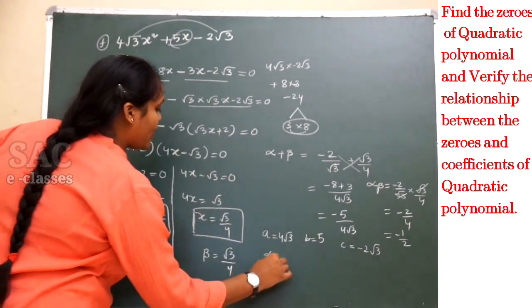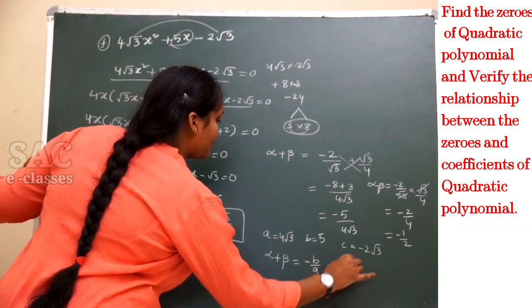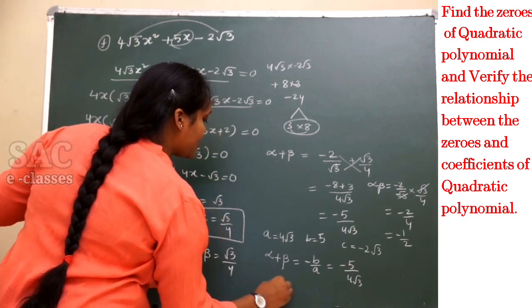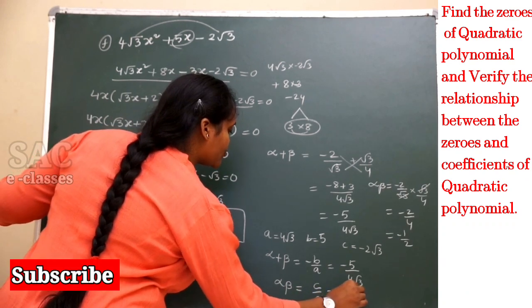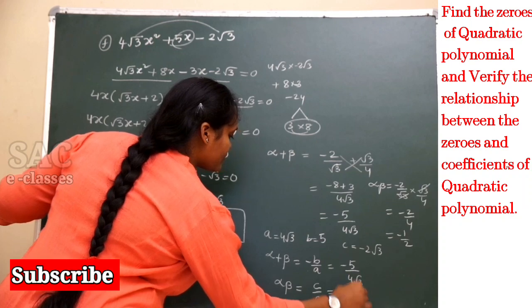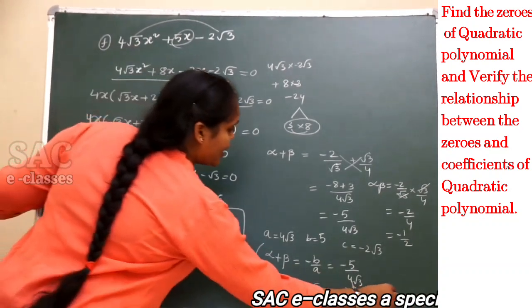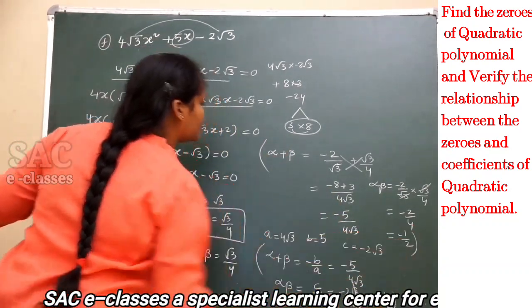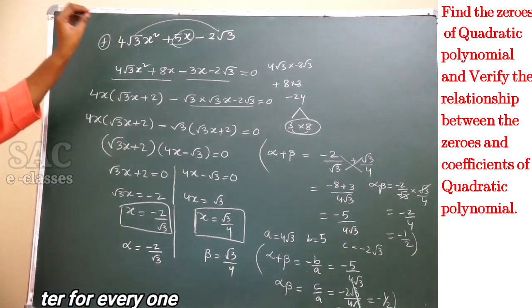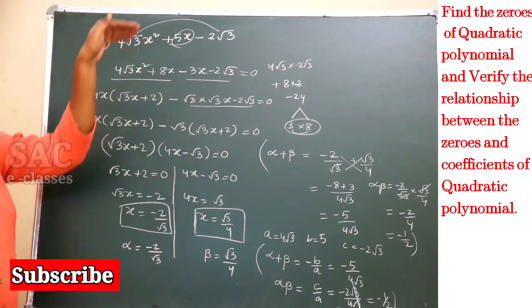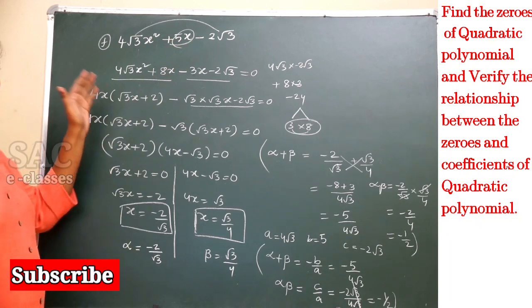By using alpha plus beta is equal to minus b by a, which is 5 by 4 root 3. In the same way, alpha into beta is c by a, which is minus 2 root 3 by 4 root 3. Clearly, you will get minus 1 by 2. If you have observed, the relationship identities and our actual values are the same. So we can say that hence we verified the relationship between the zeros and the coefficients of the given quadratic polynomial 4 root 3x square plus 5x minus 2 root 3.